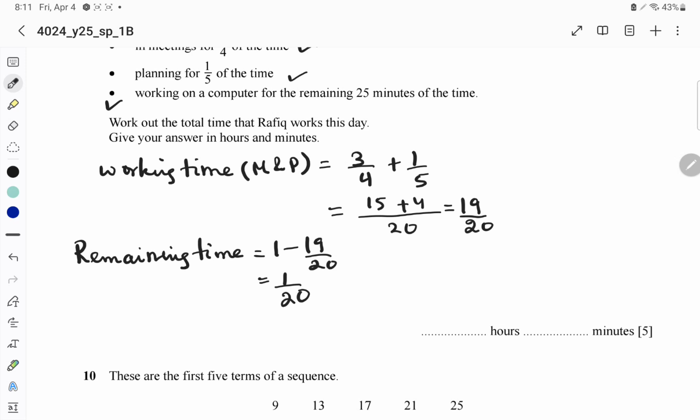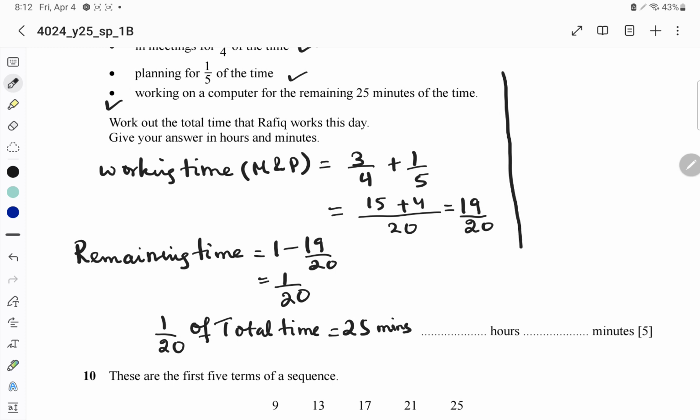So let's see what they told in the last part. Working on computer for the remaining 25 minutes of the time. So 1 over 20 of the total time is 25 minutes. It means whatever the time is remaining, they worked on the computer. So 1 over 20 was the remaining time of the total time, and that is only 25 minutes. Work out the total time that Rafiq works this day. Give your answer in hours and minutes.